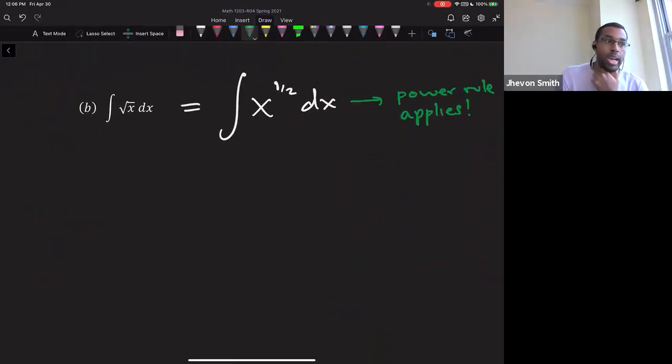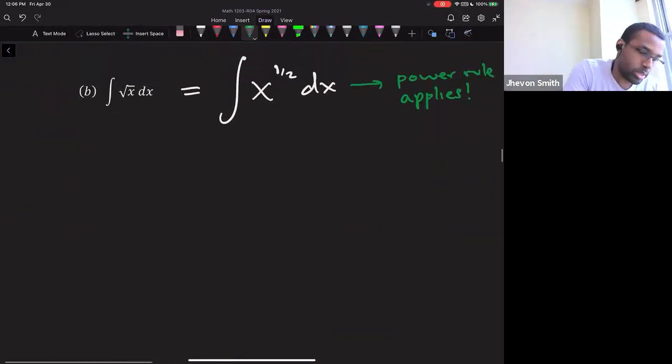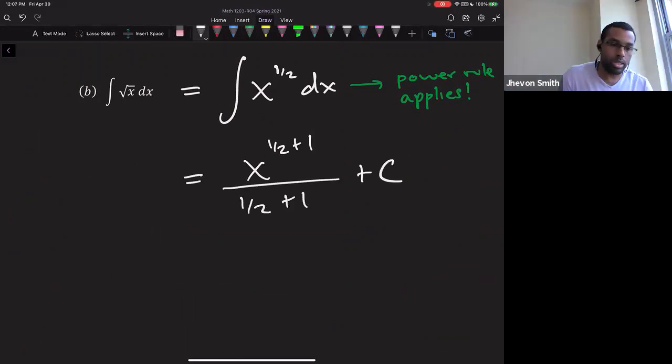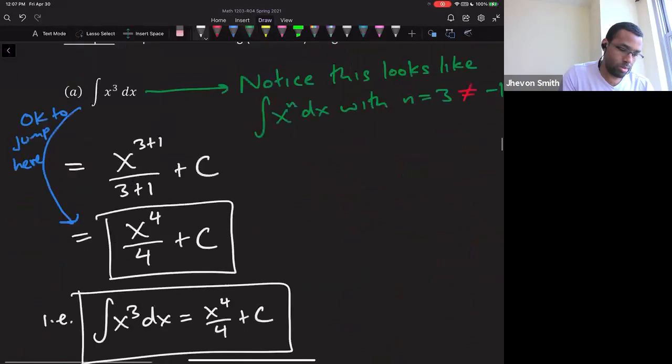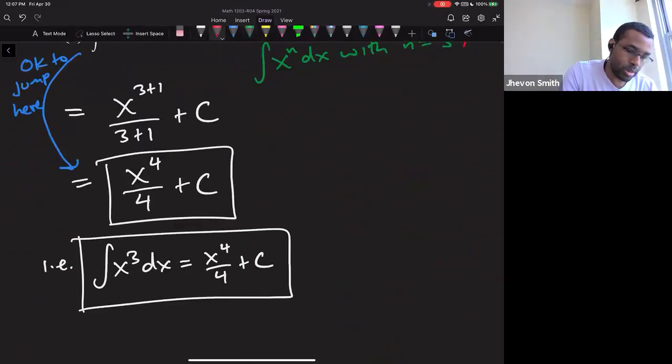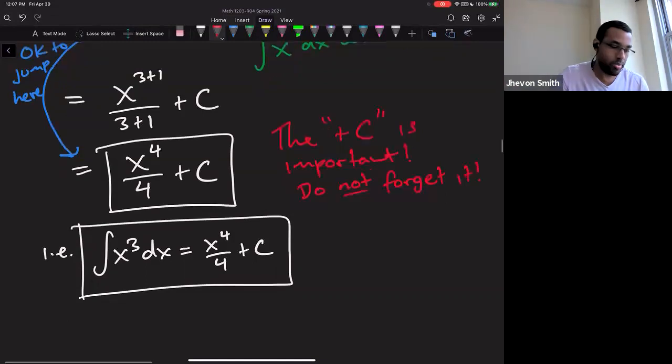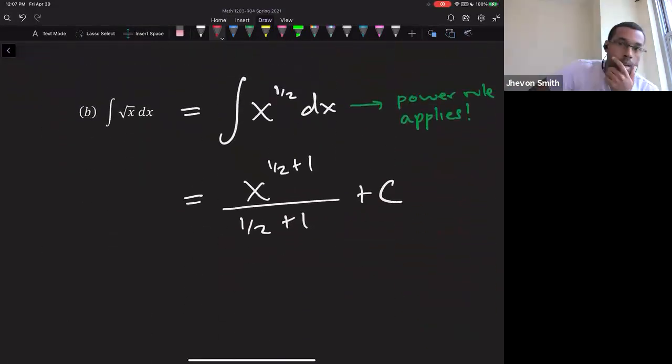But for now, we can do that. So it still stands that I'm going to add 1 to the power, divide by the new power, plus c. Must do the plus c. Plus c is important. Do not forget it. I will deduct a point if you forget the plus c. There's no plus c for definite integrals, but for indefinite integrals, there should be a plus c.